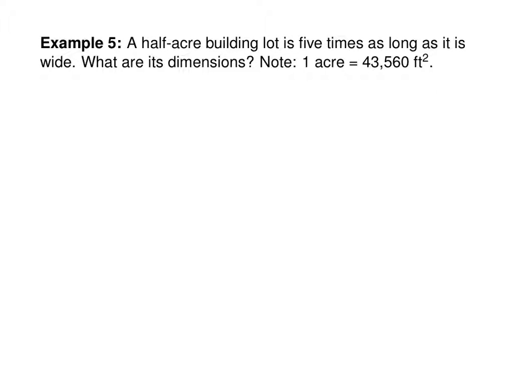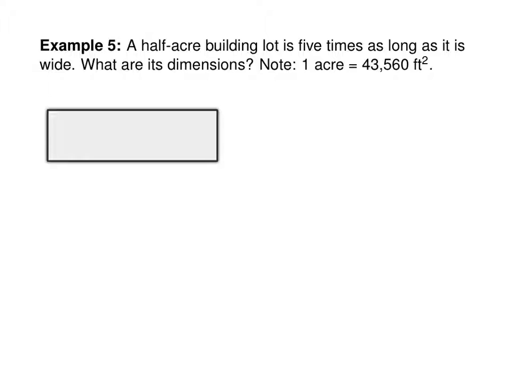So we have a half-acre building lot that's 5 times as long as it is wide. So long and skinny. What are its dimensions? Note that 1 acre is 43,560 square feet. That was my random fact for the day. Okay, so we know that the area of this thing is half an acre. So the area is half of 43,560, which is 21,780.